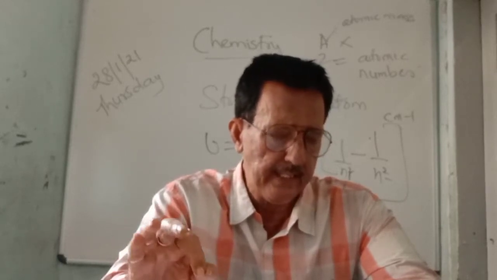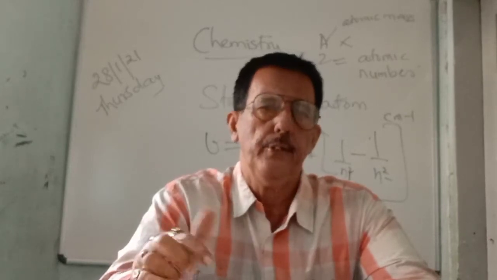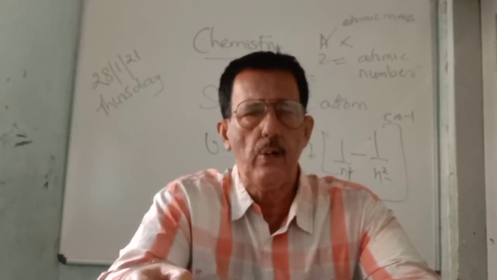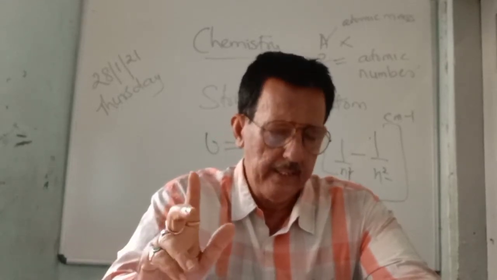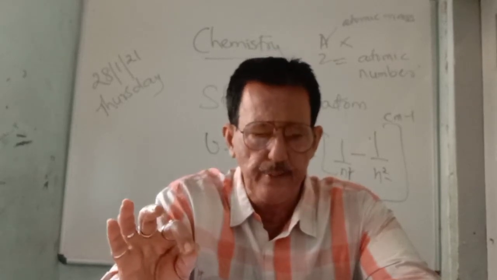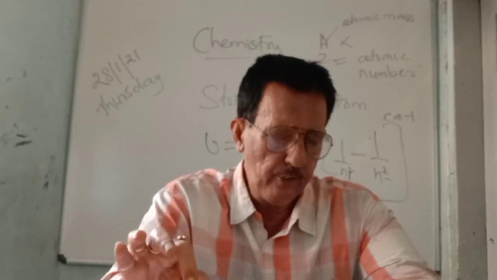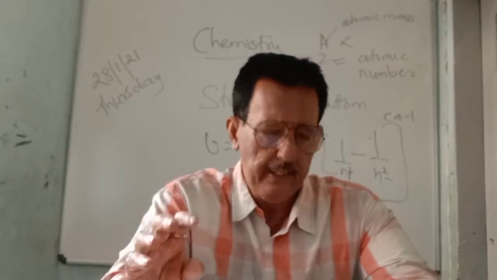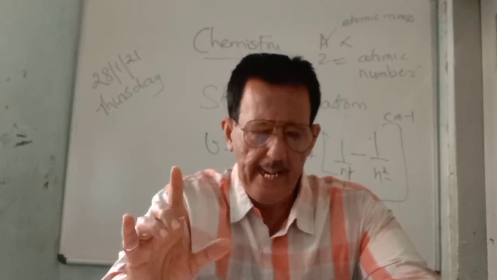Considering light as having dual nature. What do I mean by dual nature? Dual nature means it behaves as a wave as well as a particle. So it is called dual nature. The concept of electromagnetic radiation was introduced. The following are the characteristics of an electromagnetic wave: wavelength, frequency, wave number, amplitude.